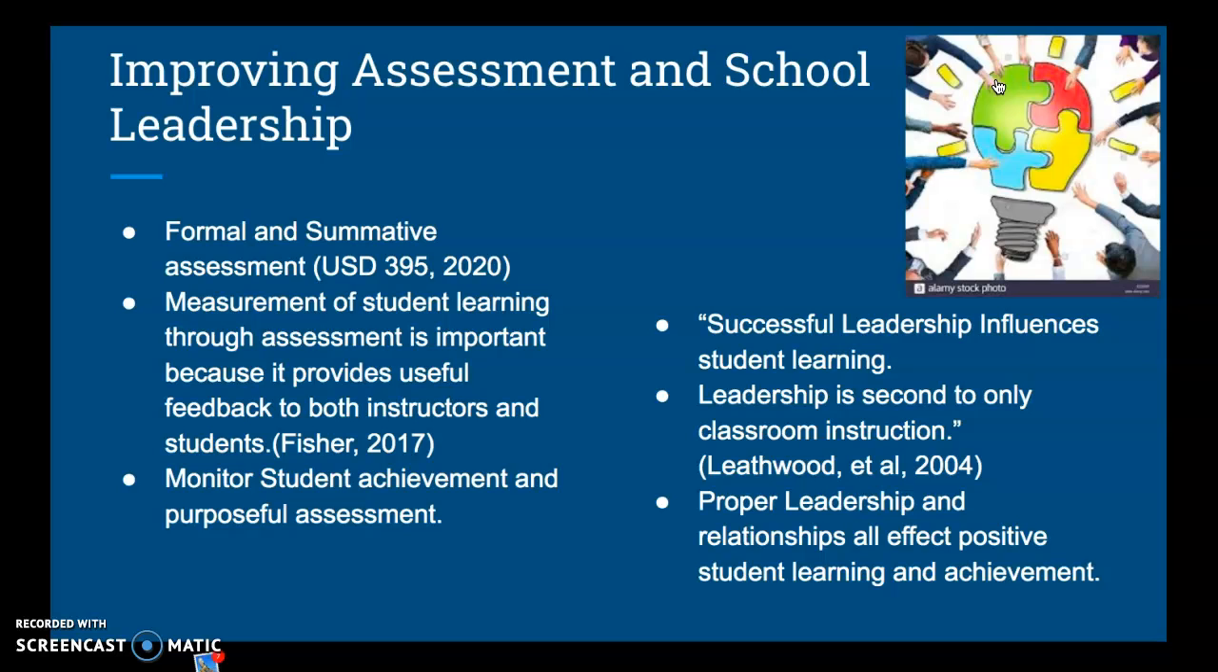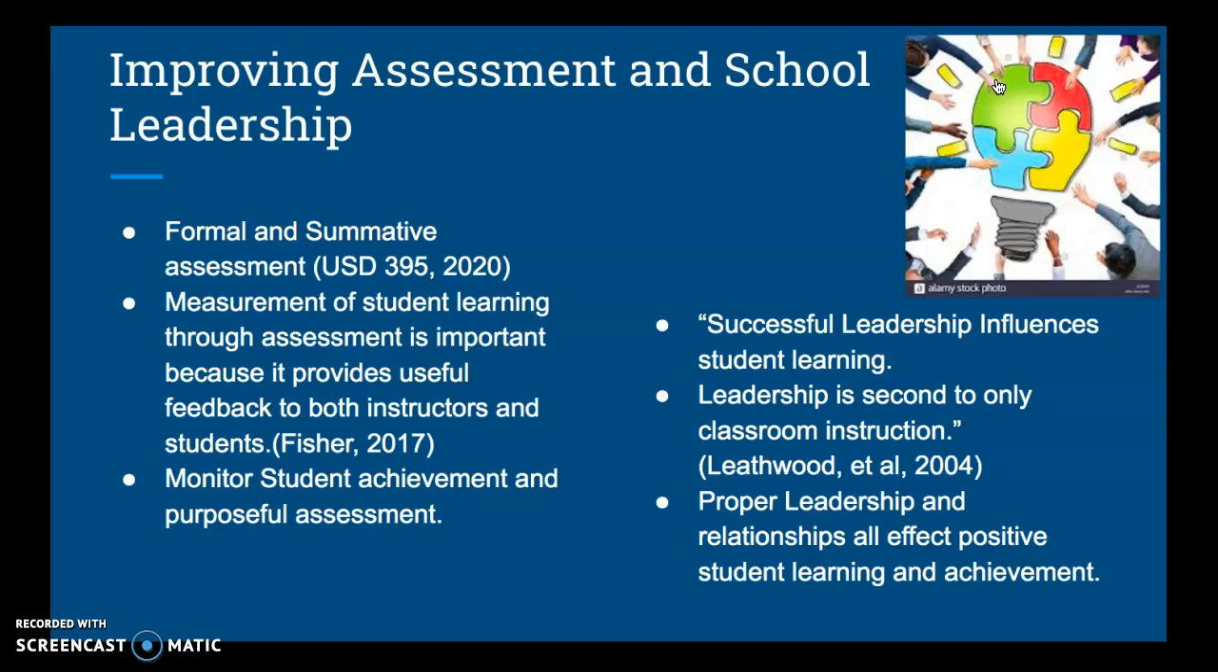Measurement of student learning through assessment is important because it provides useful feedback to both instructor and students. So when you're doing your assessments, it is crucial that you look at the evidence of them over time. Are students passing your assessments? Are they failing them? Is it because you could do something better as a teacher? Could the students study harder? Could they do something to improve their scores? So, you have to be very reflective as a teacher to make sure what you're doing in the classroom is effective both for your teaching and the students.